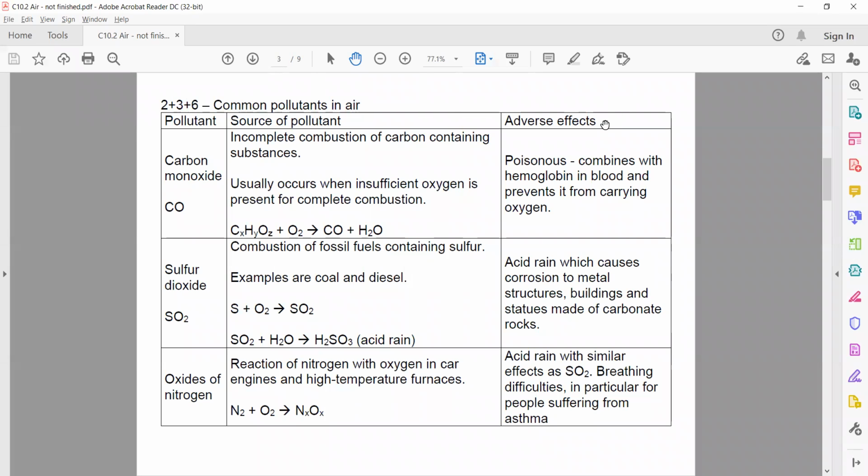And the adverse effect of this is that it's extremely poisonous. Carbon dioxide is mildly toxic. You can breathe in carbon dioxide and you'll be fine. But if you breathe in carbon monoxide in high concentrations, it can kill you almost instantly. Does anyone know why? Who does biology? Who can tell me why?